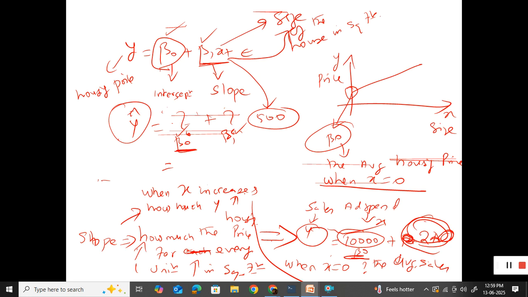Yes, Priya, you are correct. How much y changes for every 1 unit increase in x. That's one way of saying that. In other words, we can say it in a different way also, right? How much the value of y increases with respect to x. How much y increases with respect to x. We can say the other way also, right? When x increases by 1.